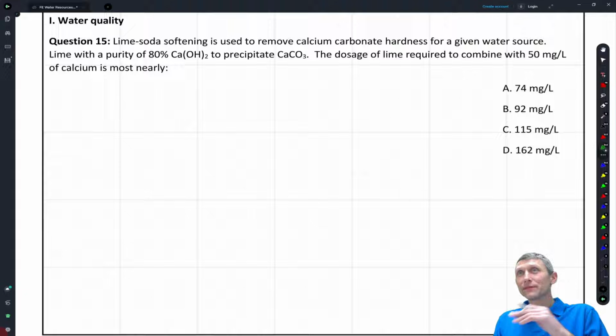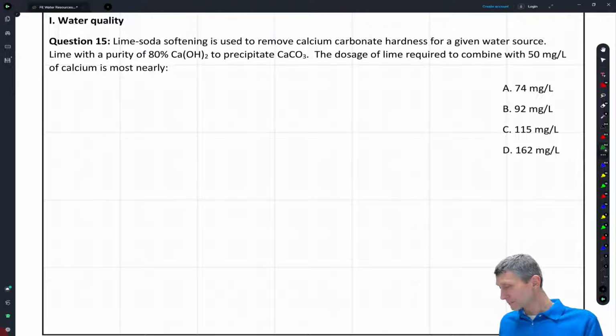But what we have here is lime soda softening is used to remove calcium carbonate hardness for a given water source. So there's a lot of calcium in this water, and you add a whole bunch of lime to it to precipitate calcium carbonate, right? So the dosage of lime required to combine 50 milligrams of calcium is most nearly. So this goes into stoichiometry, and if you remember stoichiometry, what we have to do is look at the reaction and figure out what to do.